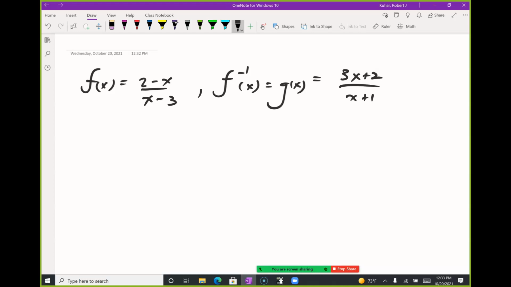So who's got a nice domain value for me for f? Who's got an x value in the domain of f? Who can give me one? Anything but 3, right? So whatever you want, you just give me one. 1. Sure, 1. I like 1.